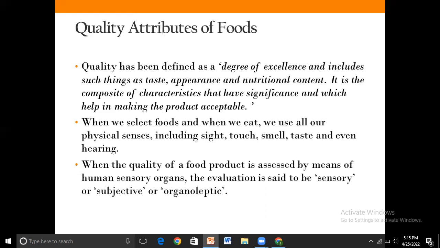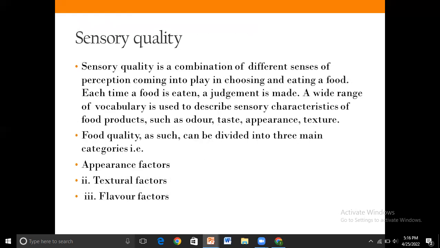Some people might want a lot of sugar in their tea, some people might just need a pinch of sugar. So these are subjective. One person might say the tea tastes really good with little sugar in it, but another person says it's very dull because it has very little sugar. That is why it is called subjective. Now, sensory quality is a combination of different senses of perception coming into play in choosing and eating foods.